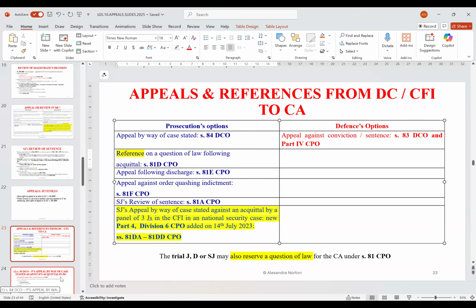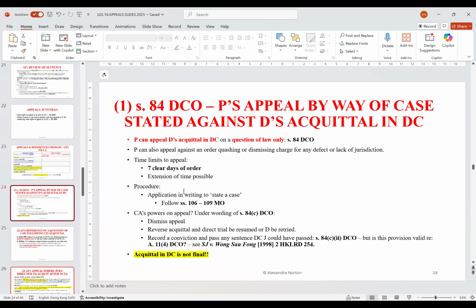I do, though, want to go on and consider Section 84 of the District Court Ordinance, which is the prosecution's ability to appeal by way of case stated against the defendant's acquittal in the district court. Right, so a couple of points to note at the start. First of all, this provision, Section 84, only applies where the district court was the court of trial. Okay, it doesn't apply if the CFI or the MC was the court of trial.